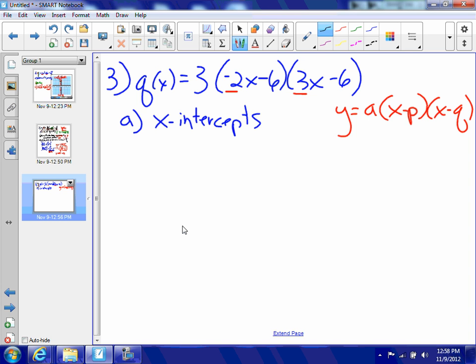Well, I want to find the x-intercepts. So what I'm going to do is change my equation so that I have it in this format where I have no coefficients of my x's. So I'm going to expand that out. I'm going to go, this is 3 times.